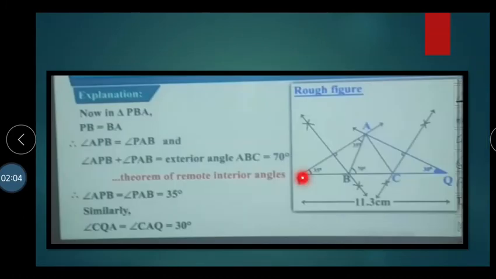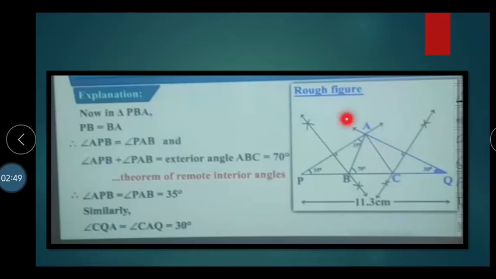Now in triangle PBA, here PB and BA are equal, that is given in the starting. Angle APB and angle PAB are equal. Angle APB + angle PAB is equal to the exterior angle ABC, that is 70 degree, which is given. Reason: theorem of remote interior angles. So therefore, angle APB is equal to angle PAB, that is 35 degree.